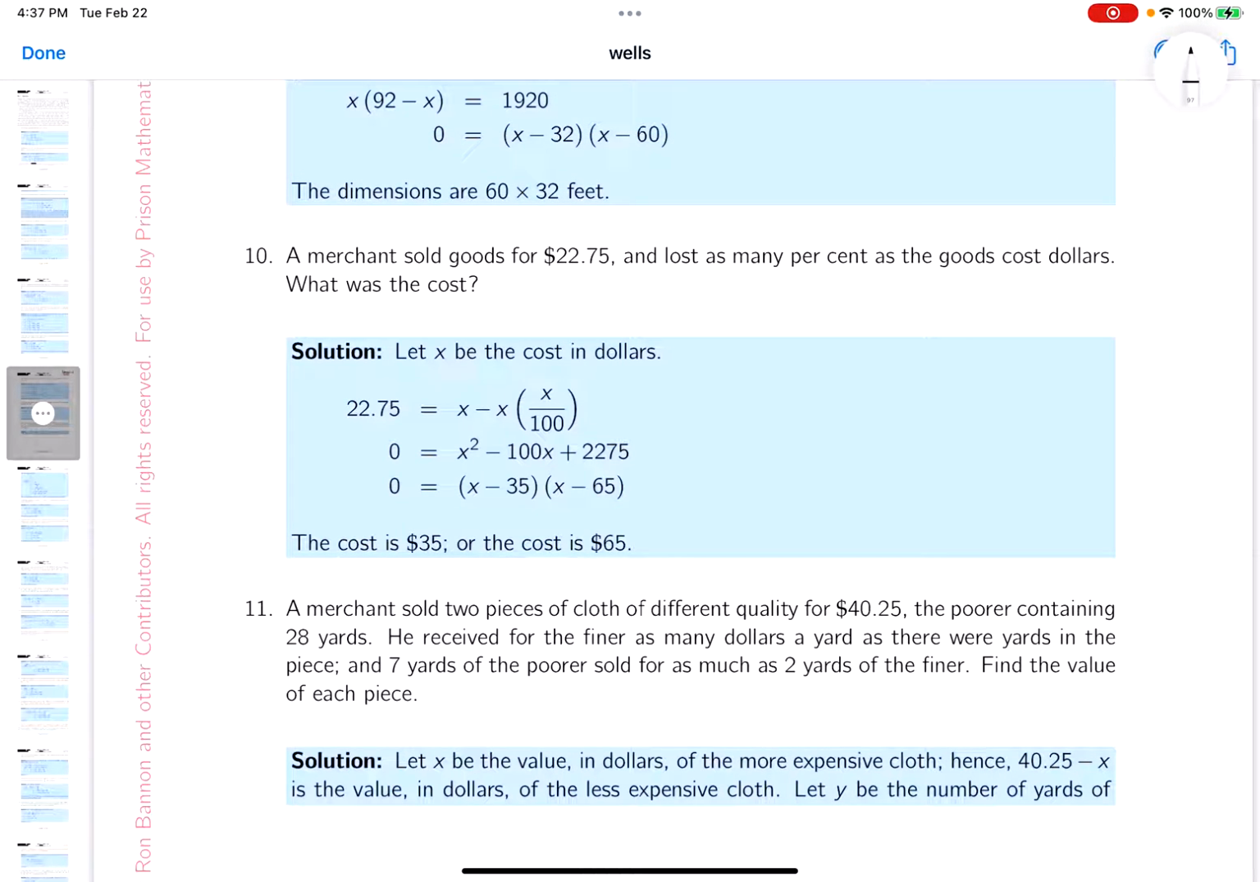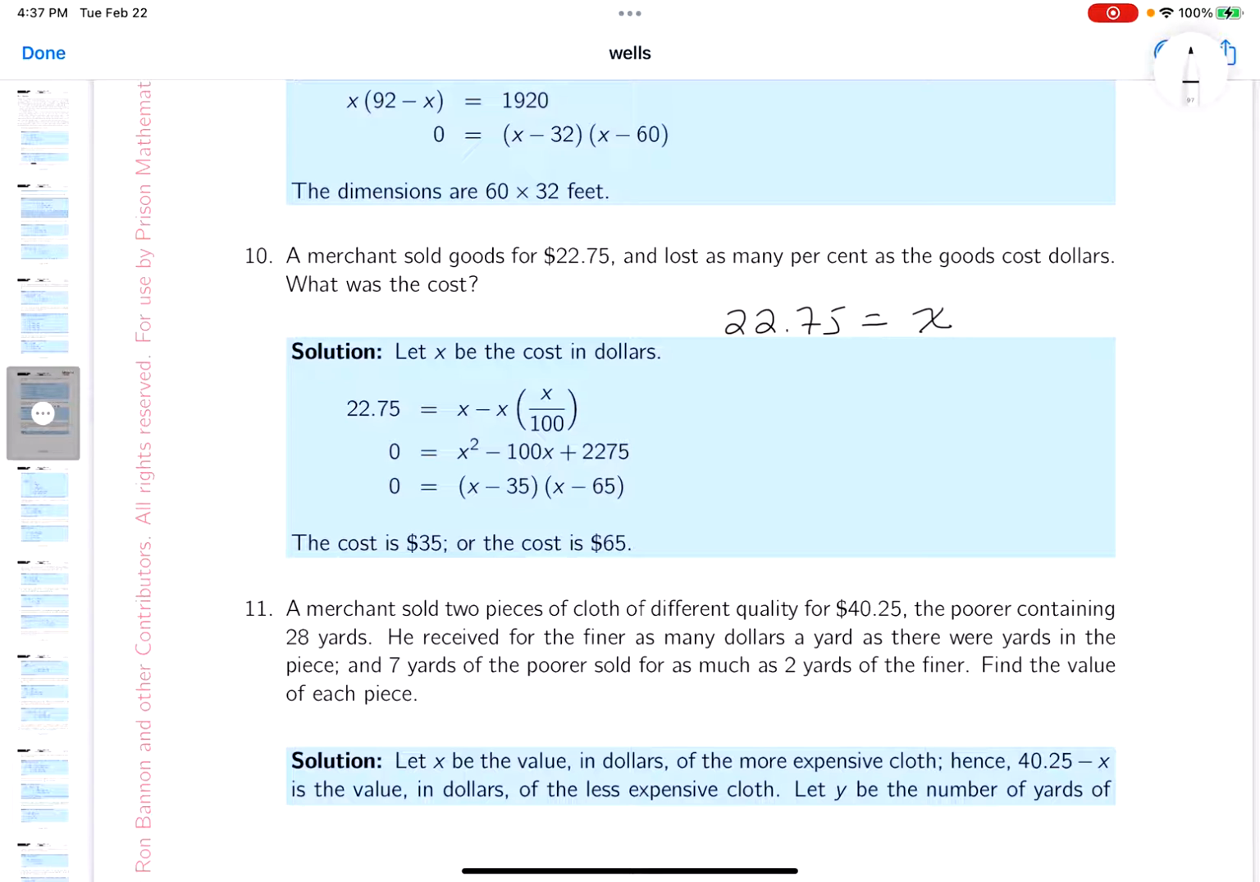Okay, so a merchant sold goods, and by selling the goods, he got $20.75. But it goes on and says he lost money on the goods. Then the question is, what's the cost of the goods? So what I know is he did receive $22.75, but he lost money. So what did he do? He spent money on the goods.